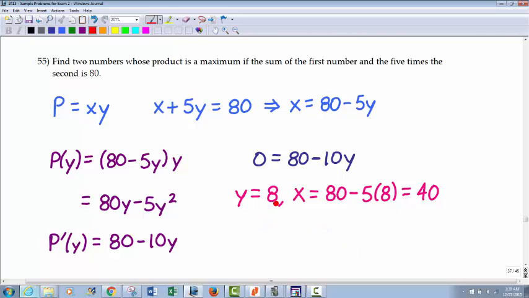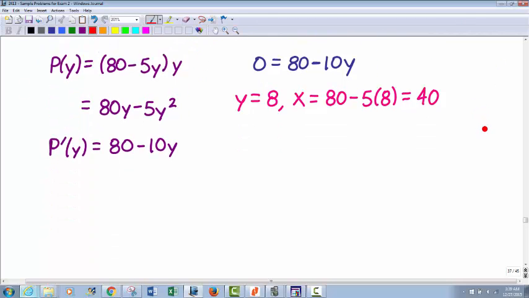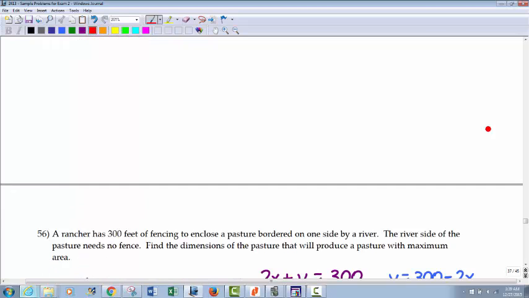And so what would our product be? It would be 40 times 8, which is 320. That would be the maximum profit. So there's no way you're going to get more than 320 if you pick any other numbers and put them in there. Calculus guarantees you will not be able to do that.